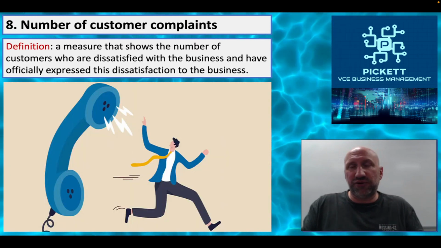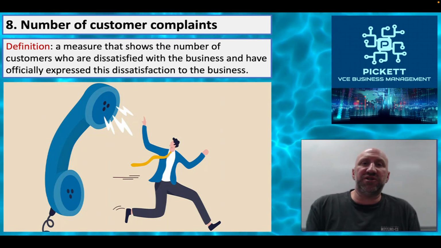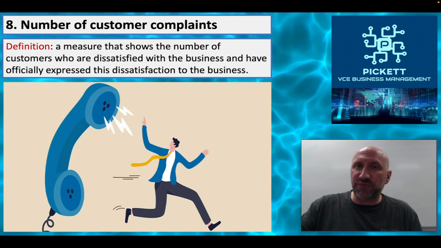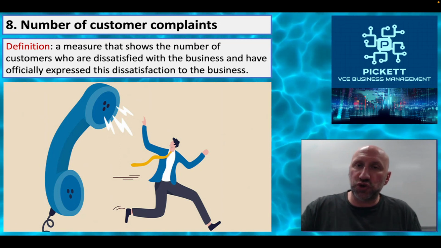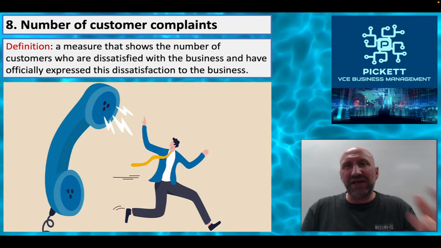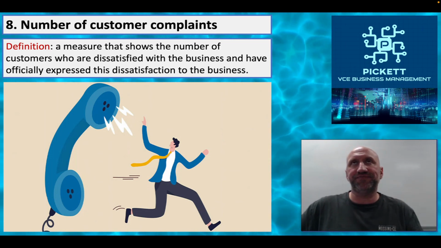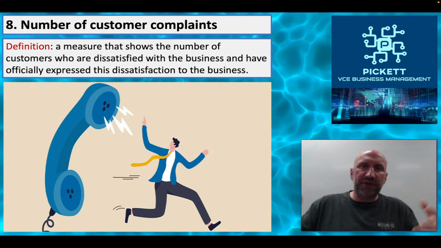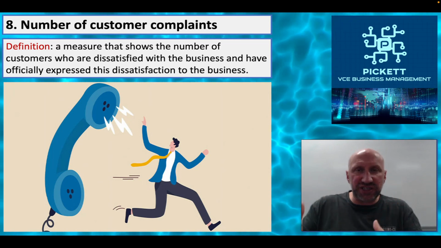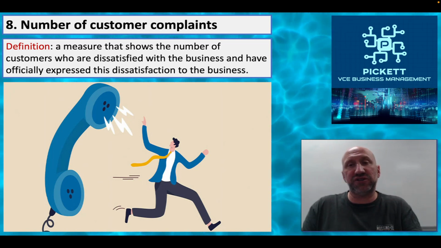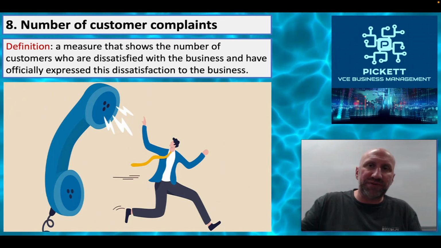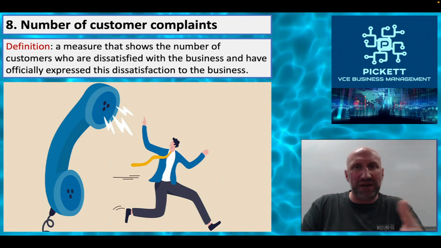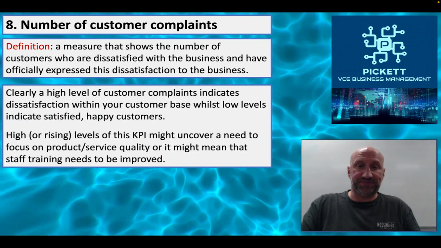Number of customer complaints, a pretty straightforward one, a measure that shows the number of customers who are dissatisfied with the business. This is the key, and have officially expressed this dissatisfaction to the business. That's key, that second part. Again, I often see half definitions, number of people that are not happy with the business. They have to have officially expressed that dissatisfaction to the business. Different means of doing that. It might be through a website, it might be through filling out a form, but you have to tell the business about it, and businesses will measure this information.